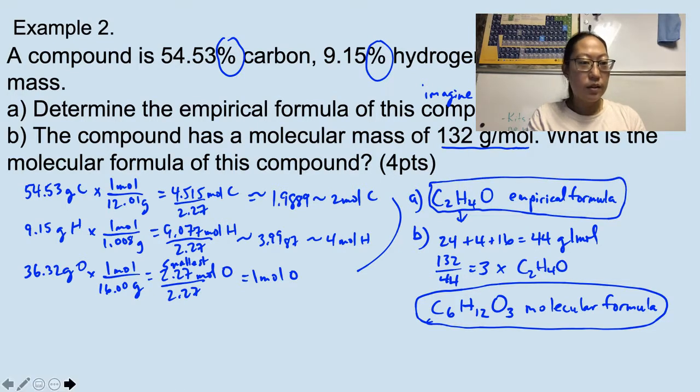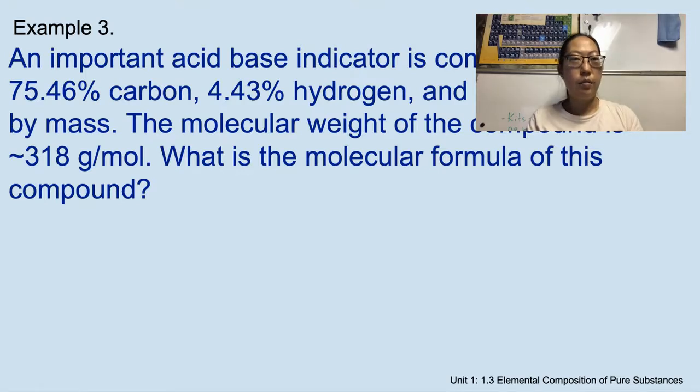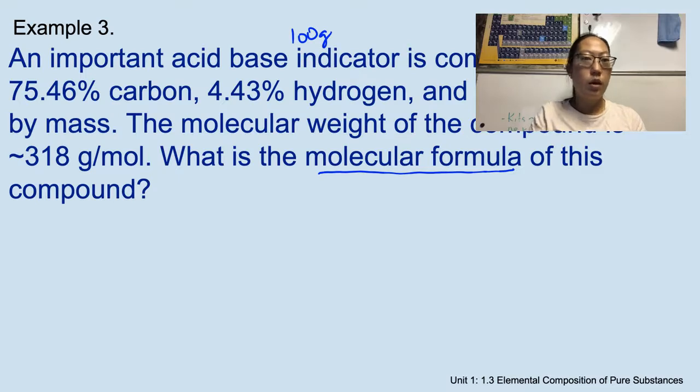All right, so here's our next question, our third example. We have this acid-base indicator. Again, here we've got the percentages, so I will just imagine that I have 100 grams of this acid-base indicator, and we have a molecular weight, and it asks for the molecular formula. So we know that before we can get to the molecular formula, we have to get the empirical formula.